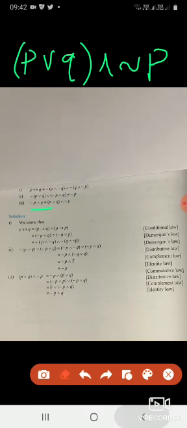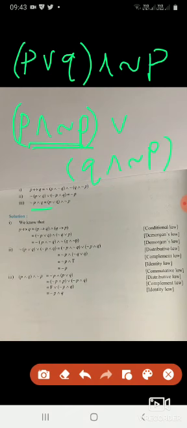Listen, what will come? P and negation of P, or Q and negation of P. We are getting this one. Next step, it is distributive law. Next one, what is there? P and negation of P.